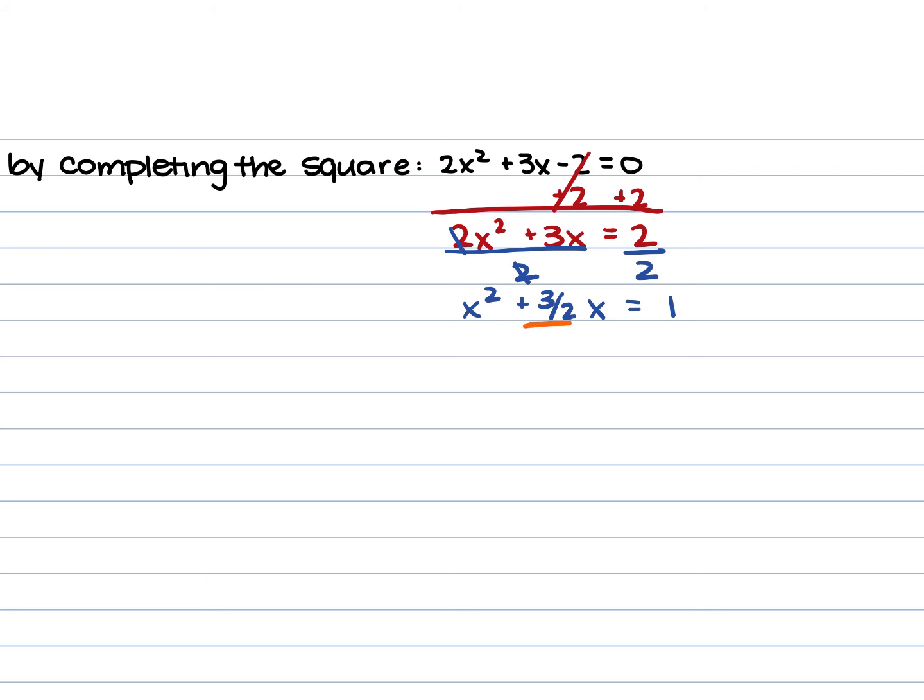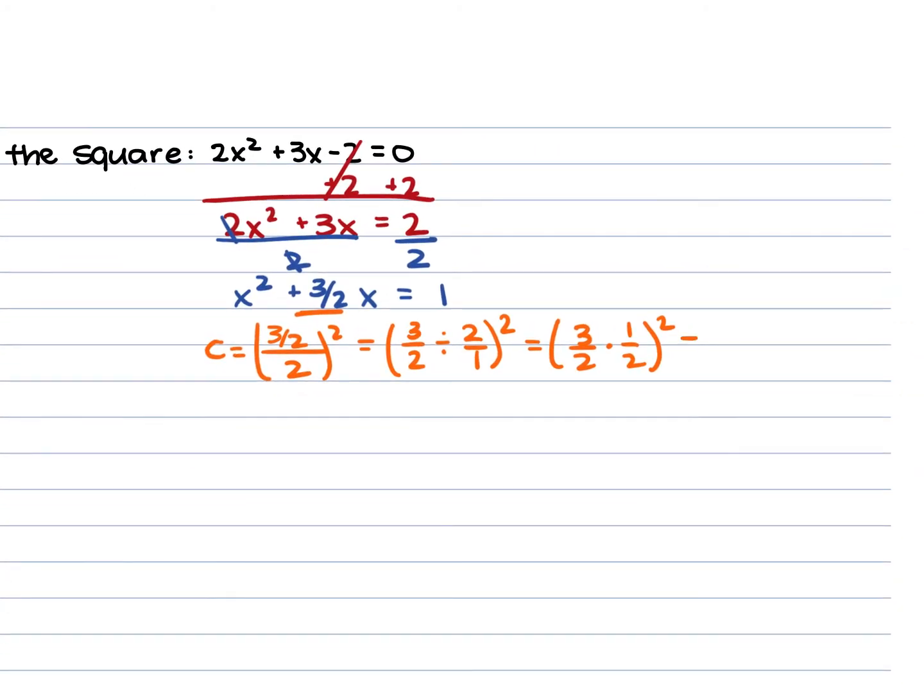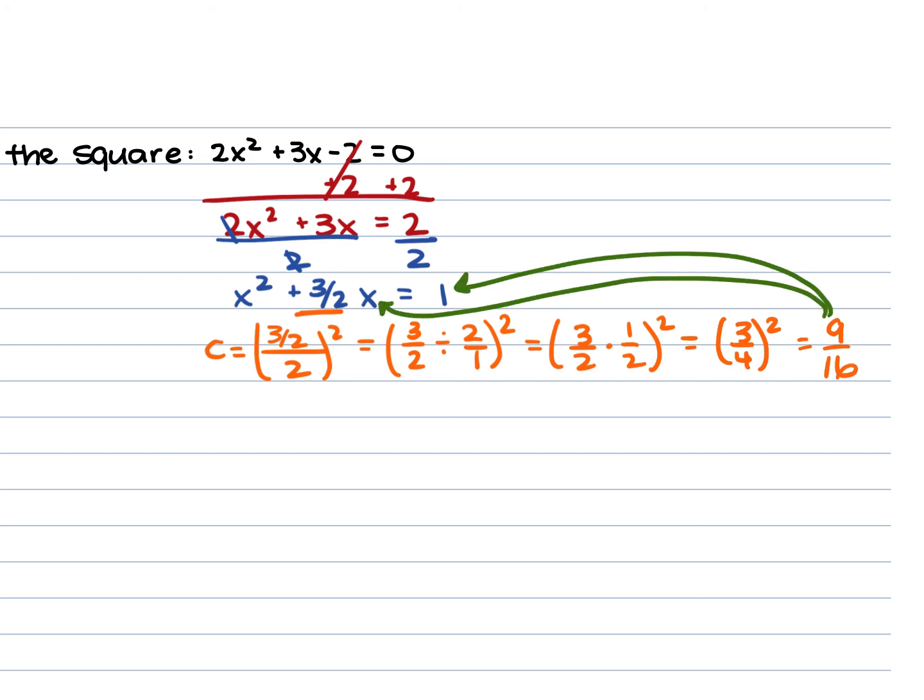Our b term is the 3/2, so to find c, we're going to do 3 over 2 divided by 2, squared. Remember, write it as a division problem. That's 3 over 2 divided by 2 over 1 squared, which is 3 over 2 times 1/2 squared. This gives us 3 over 4 squared, which is 9 over 16. That 9 over 16 gets added to both sides of that equation.